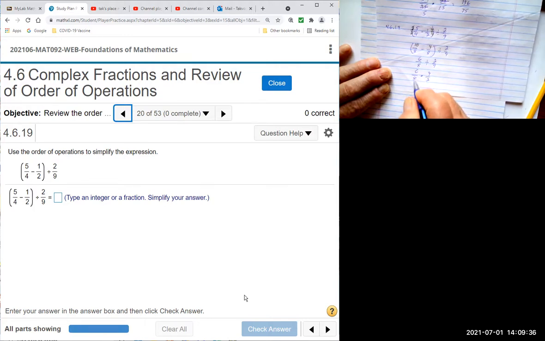I can reduce vertically, or I can reduce diagonally. It doesn't really make a difference. 2 and a 2, 1; 2 and a 6, 3. I have no further reduction, so the product is going to be 27 over 8.